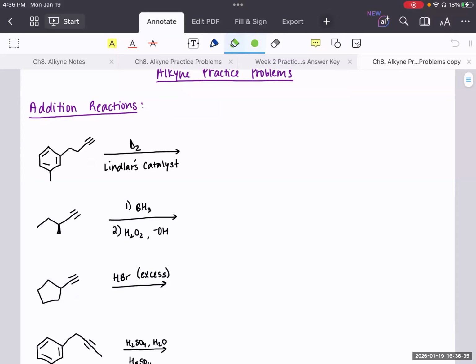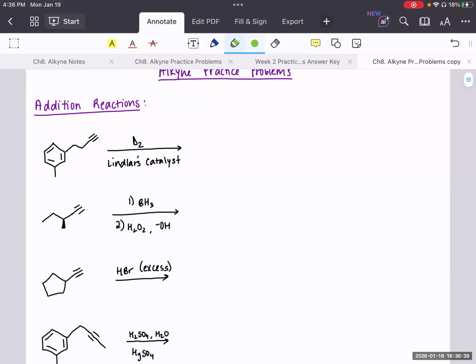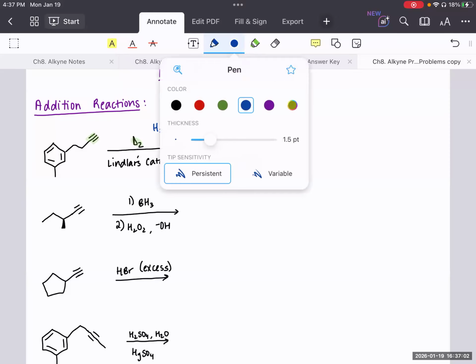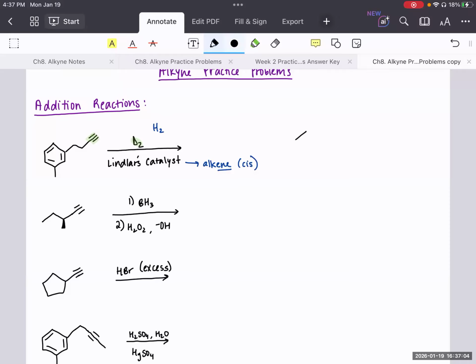All right, so for this first one, we can see that we have our functional group, which is this alkyne over here. Our reagent is this D2, which is similar to hydrogen gas, but just the deuterium isotope. And we're using Lindlar's catalyst. Lindlar's catalyst reduces alkynes to an alkene, and specifically, we're doing cis or syn addition of those 2 hydrogens. And so what we should end up with is something like this.